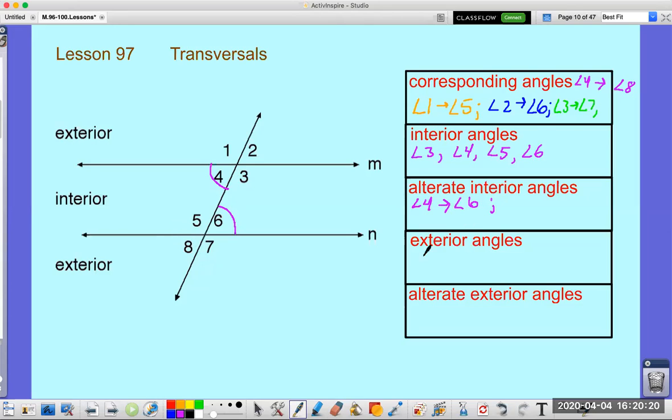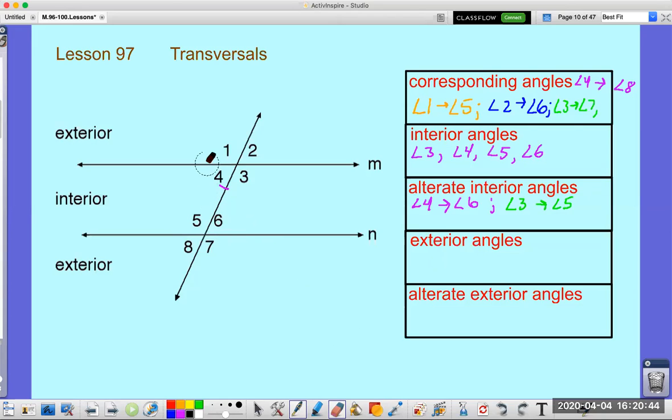What's the other pair of alternate interior angles? One of them is angle 3, but what's the alternate interior angle, not necessarily corresponding, but it is the same size? Angle 5.